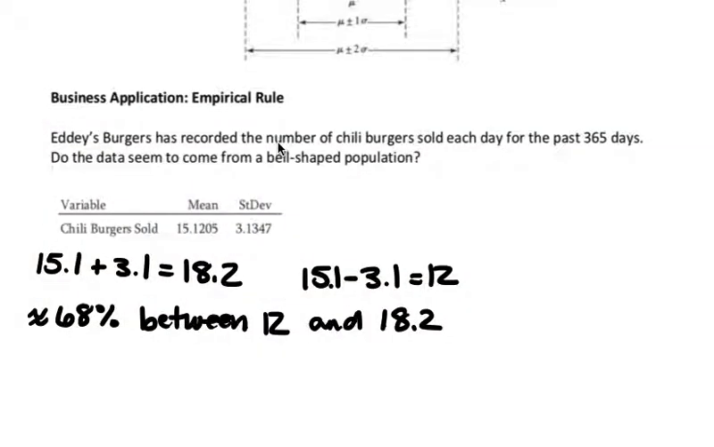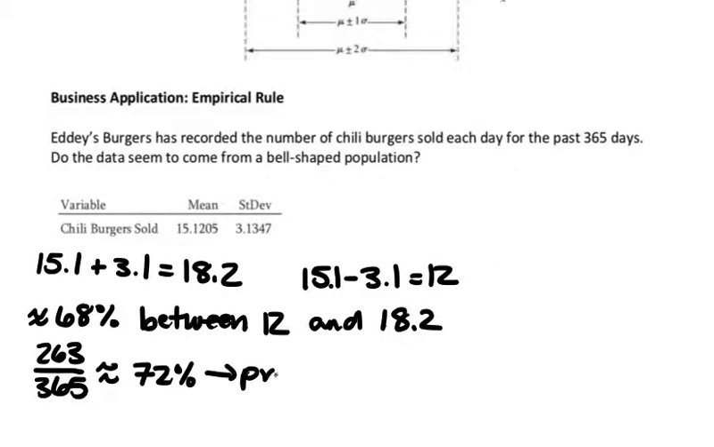There are 263 of the 365 numbers from 12 through 18. So if I divide 263 by 365, I get approximately 72%, which is pretty close to 68%. So far it's looking good, but let's keep going and test the 95%.